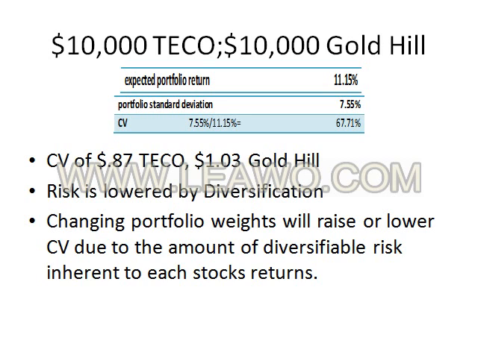This portfolio is weighted 50-50. If we were to change the weights, say 75% TECO, 25% Gold Hill, or 25% TECO and 75% Gold Hill, this would raise or lower the CV due to diversifiable risk that is inherent to each stock's returns.